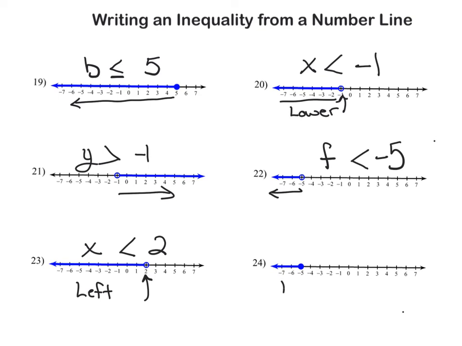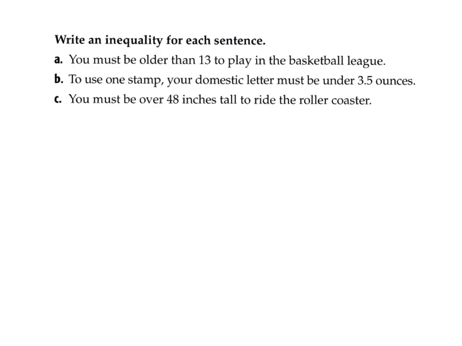And then once again, we're going to the left, so I can say x is less than -5, but this one is a closed circle, so we have to put that line underneath.